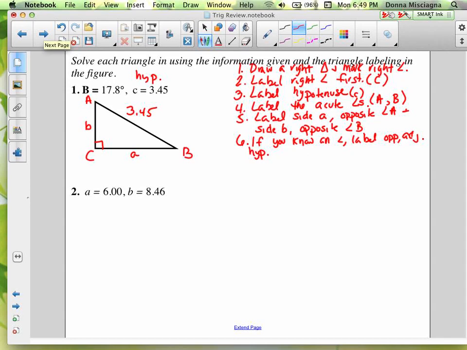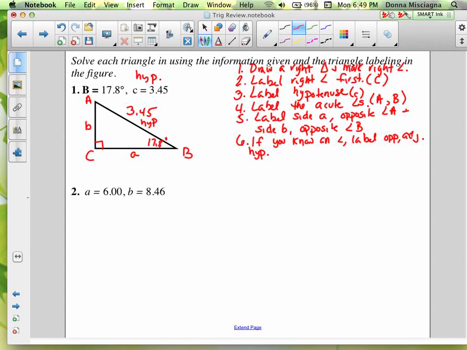If you know an angle, label opposite, adjacent, and hypotenuse. We do know one angle. Of course, hypotenuse is always going to be opposite the right angle. That's not dependent on whether or not we know an angle. So we do know one angle measure, 17.8 degrees. Now, how do we know that's an angle and not a side? It's capital. Capital letters mean angles, lowercase letters mean sides.